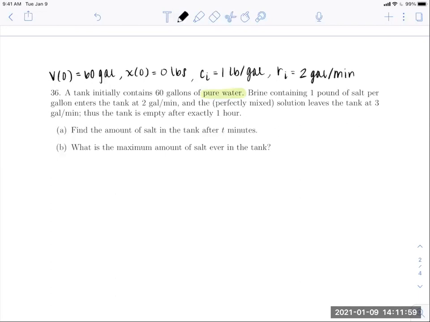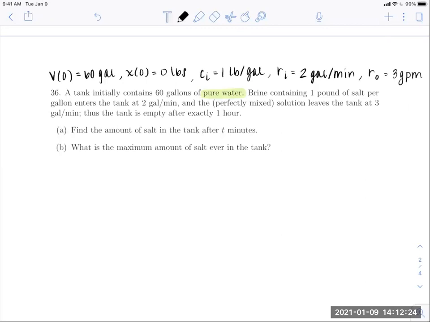It says, and the perfectly mixed solution leaves the tank at 3 gallons per minute. So our outflow rate is 3 gallons per minute. And so what we notice here before I even read on is that our outflow surpasses our inflow. So our volume is decreasing. We're losing more of our mixture than we're gaining at a time.